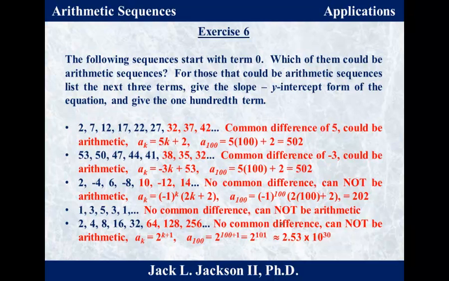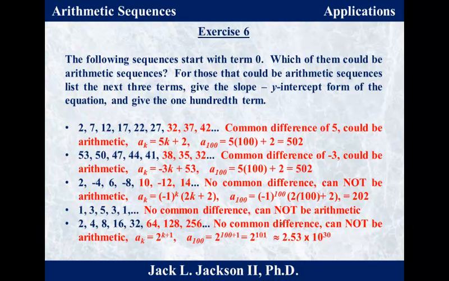This is an arithmetic sequence, and so a sub k equals mk plus a sub 0. The following sequences start with term 0, so the common difference is 5. The initial term is 2, so a sub k is 5k plus 2. And if we want to do the 100th term, plug in k equals 100. So that's 5 times 100 plus 2 is 502.